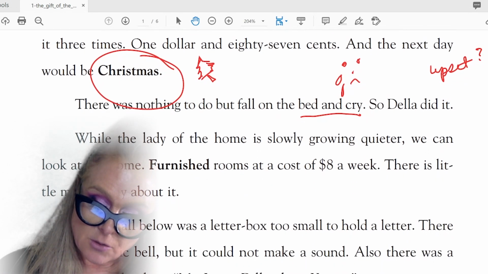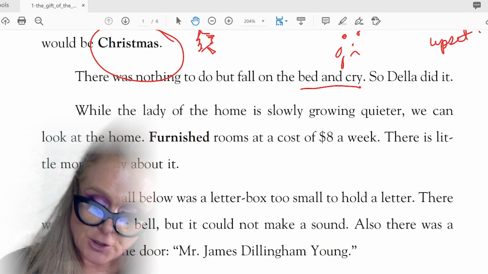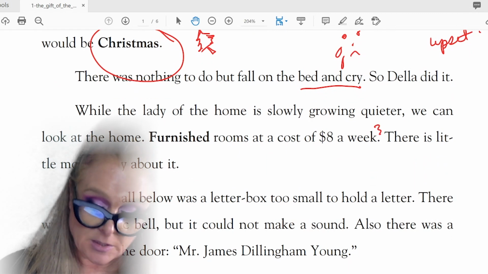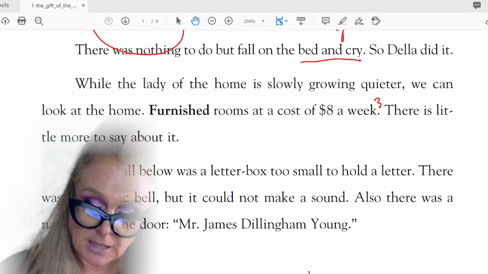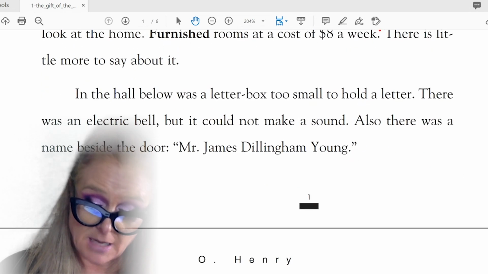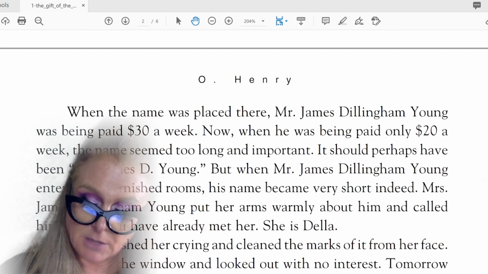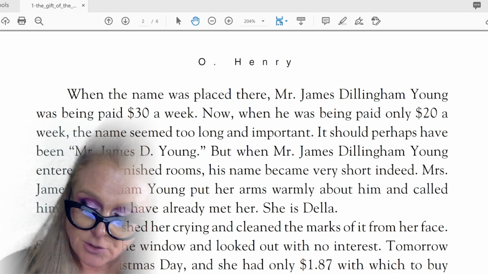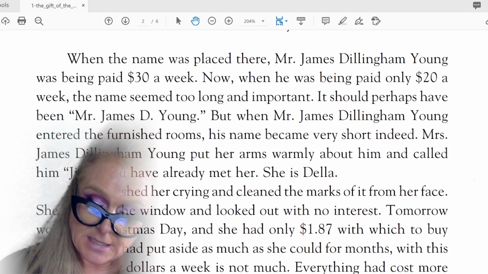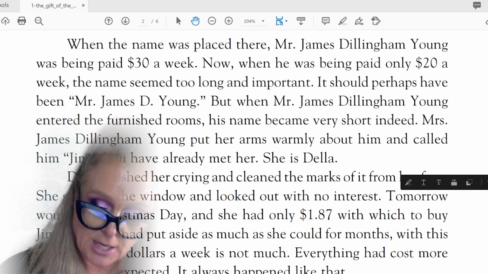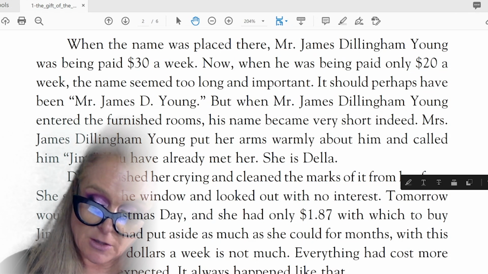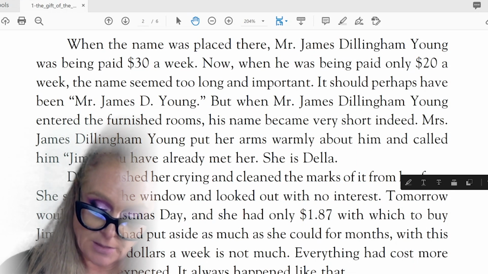While the lady of the house is slowly growing quieter, we can look at the home. Furnished rooms at a cost of $8 a week. There's little more to say about it. In the hall below was a letter box, too small to hold a letter. There was an electric bill, but it could not make a sound. Also, there was a name beside the door, Mr. James Dillingham Young. When the name was placed there, Mr. James Dillingham Young was paid $30 a week. Now he was only paid $20 a week. The name seemed too long and important. It should perhaps have been Mr. James D. Young. But when Mr. James Dillingham Young entered the furnished rooms, his name became very short. Mrs. James Dillingham Young put her arms warmly about him and called him Jim. You have already met her.